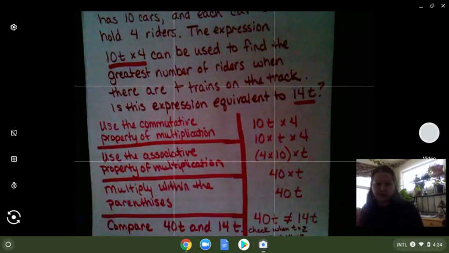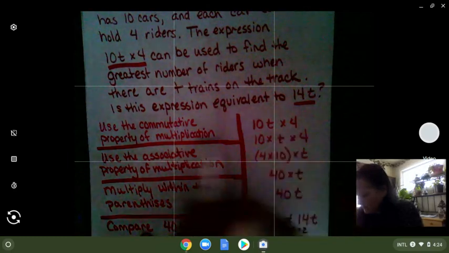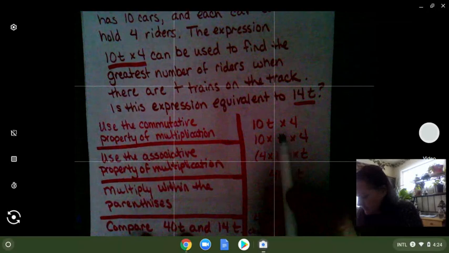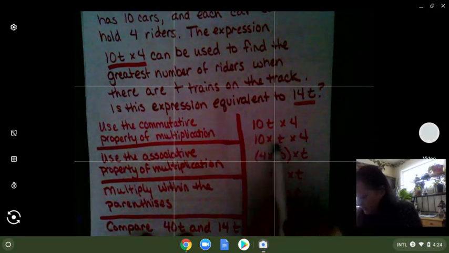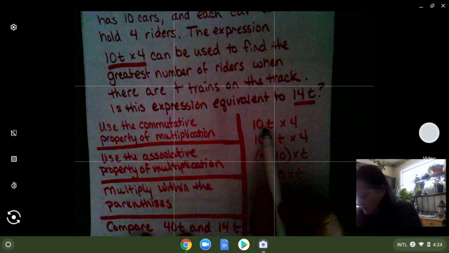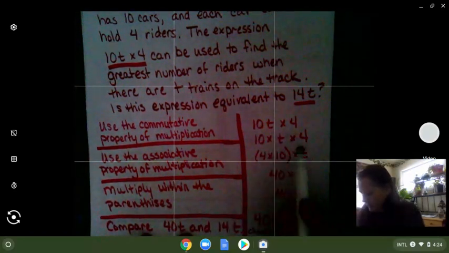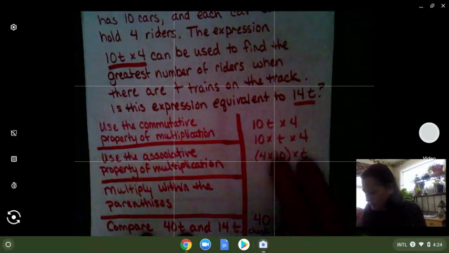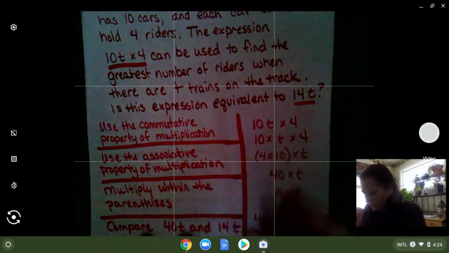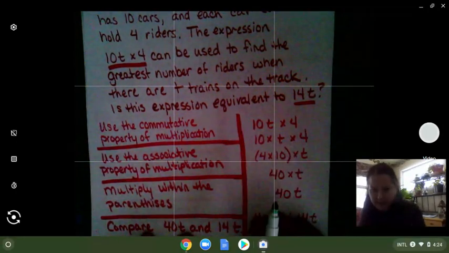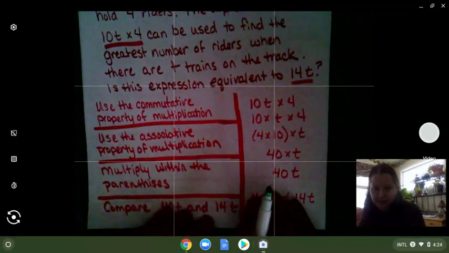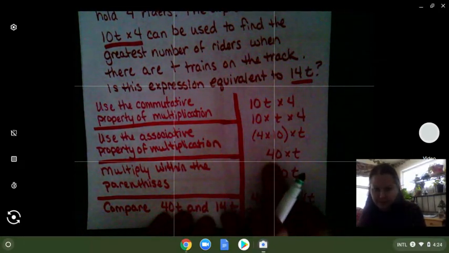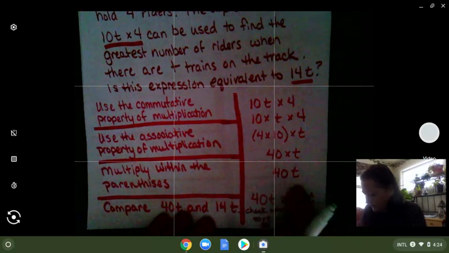First, we are going to write down what we know, which is 10t times 4. Then we can use the commutative property of multiplication. Here we are going to separate all these variables: 10 times t times 4. Then we use the associative property, after we commute these two numbers around, to change the t and the 4 so that you have your numbers right next to each other. You can put parentheses around the 4 and the 10. That's the associative property. Then multiply 4 times 10 within the parentheses. You get 40 times t, or 40t.